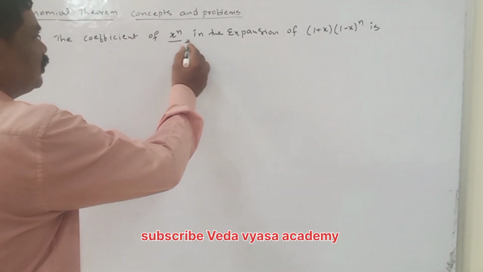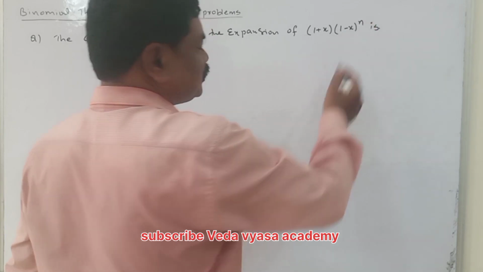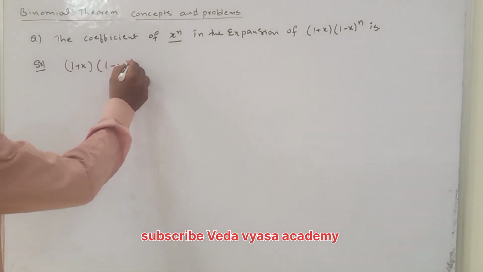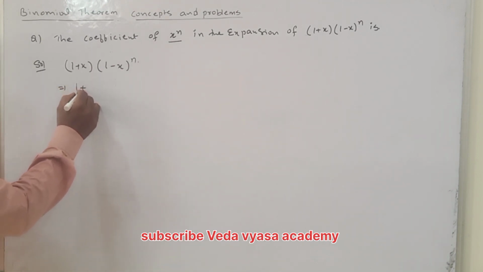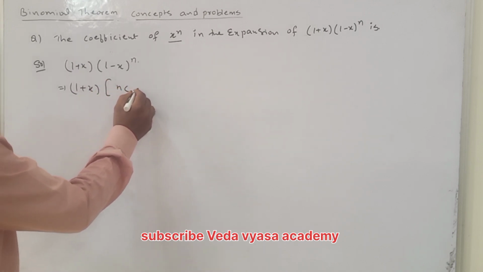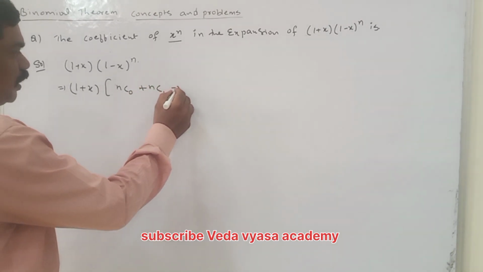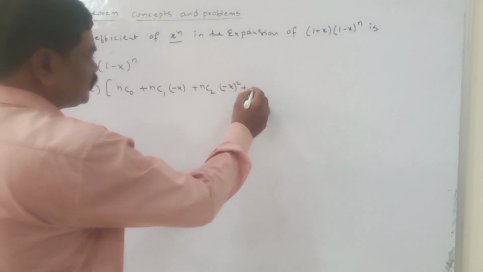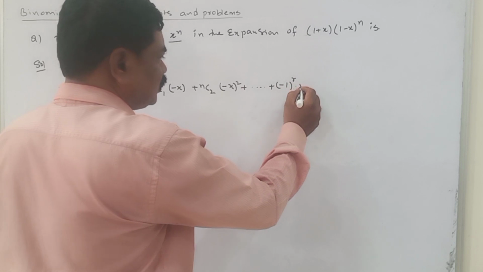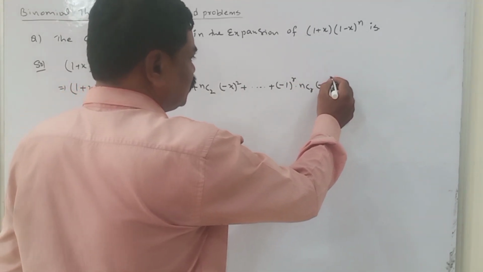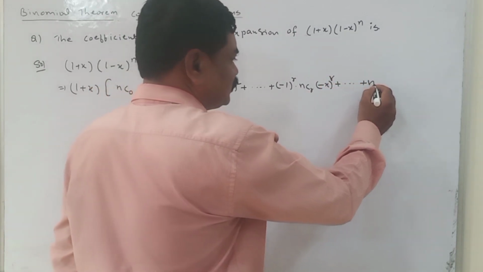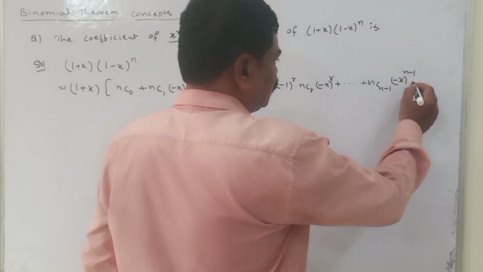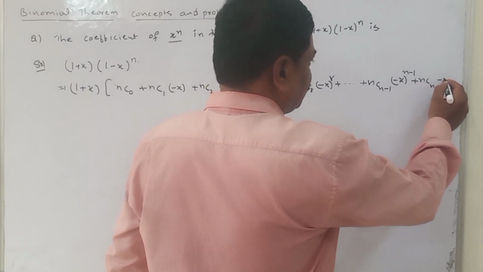Here is one more problem on the binomial theorem. The coefficient of x^n in the expansion of (1 plus x)(1 minus x)^n. So the given expression, (1 plus x) into (1 minus x)^n, can be written as (1 plus x) into [nC0 1^n, nC1 (−x)^1, nC2 (−x)^2, plus so on, plus (−1)^r nCr (−x)^r, plus so on, plus nC(n−1) (−x)^(n−1), plus nCn (−x)^n].